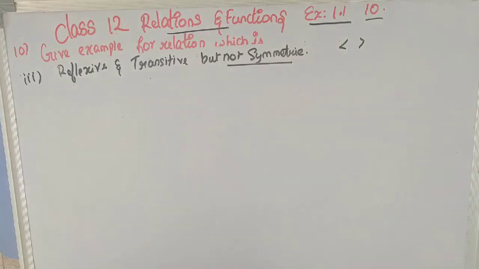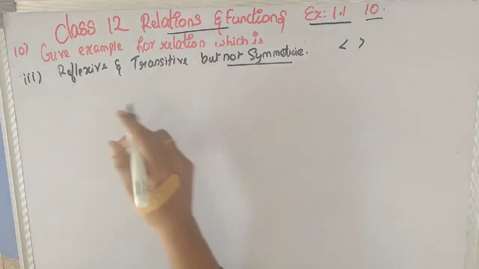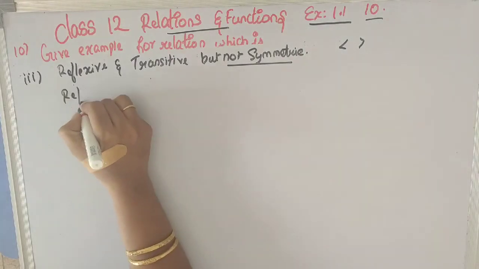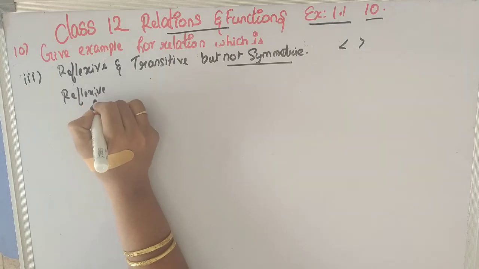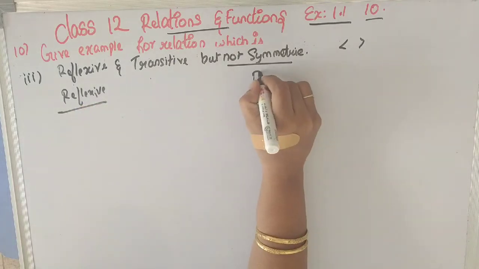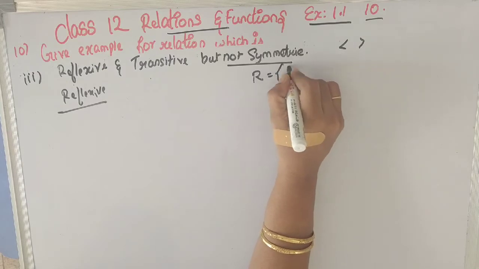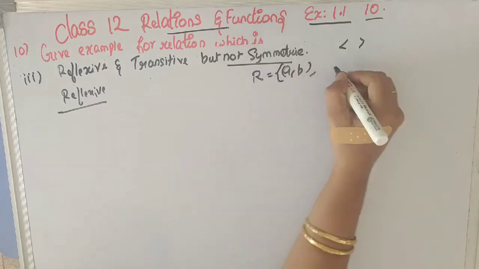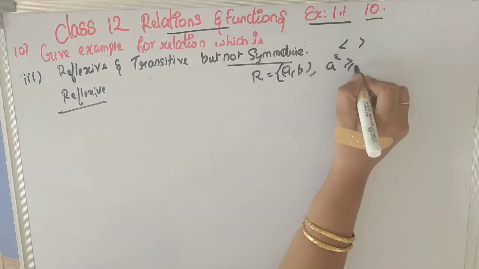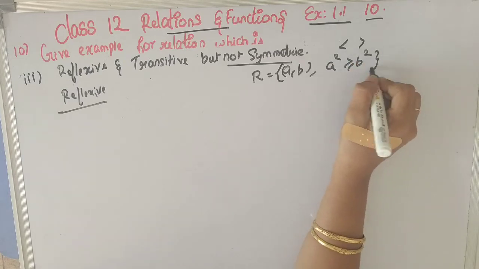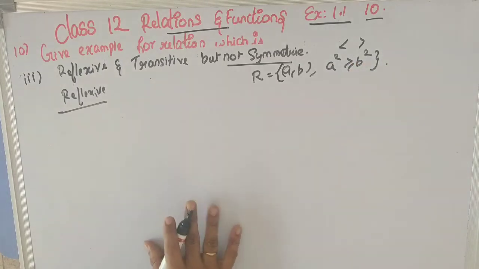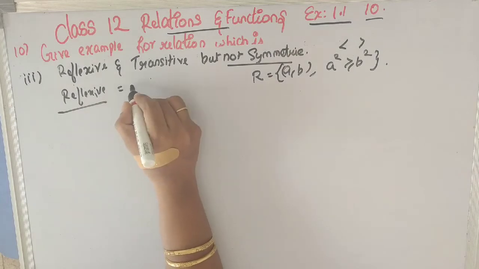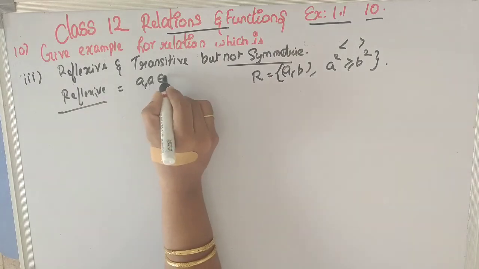Clear? If it is not symmetric, we should place a condition in the relation, less than or greater than. Okay? Then it will not be symmetric. Now we can check whether it is reflexive or not. Before that we have to state the relation, isn't it? We can state the relation R is equal to {(a, b) : a squared is greater than or equal to b squared}.